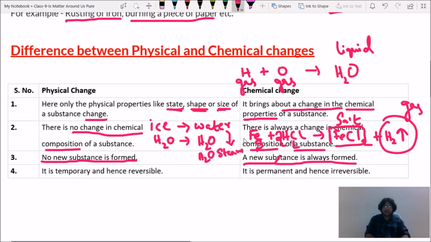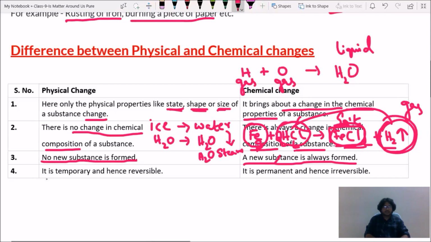You see here iron, here it is HCl acid, and FeCl2, iron chloride, is a salt, and hydrogen gas is also a new substance, which again cannot be reverted back. By combining FeCl2 and H2, we cannot get iron and hydrochloric acid.